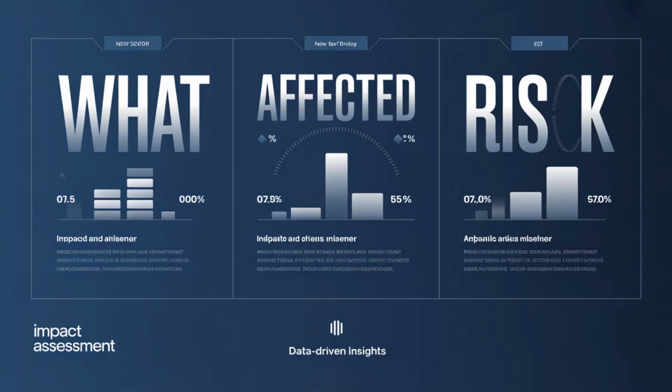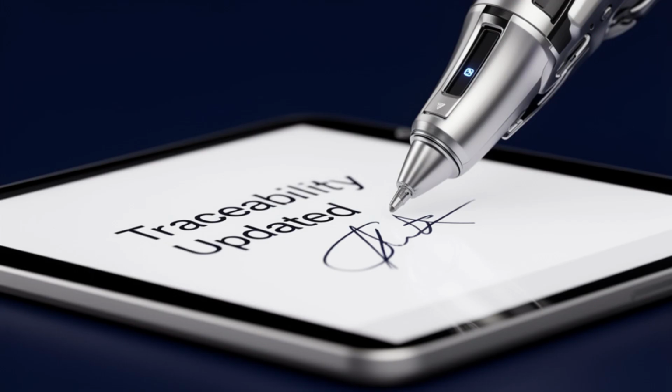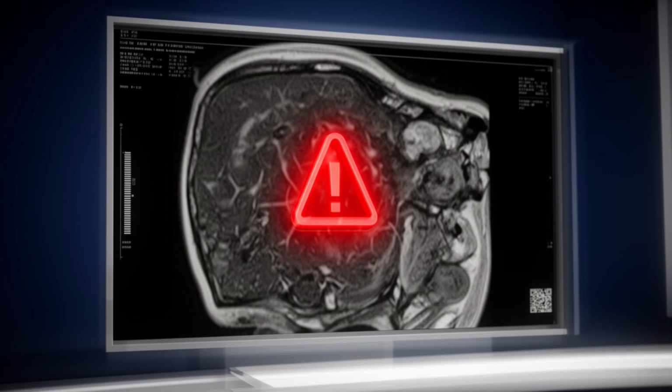In this session, we covered the change control lifecycle: document, review, and approve. We discussed impact assessment, what changed, what is affected, and the risk level. We looked at validation scope definition, contrasting full versus partial revalidation. We reviewed revalidation execution and how to handle traceability updates. Our case study highlighted change failure when preprocessing impacts are missed.